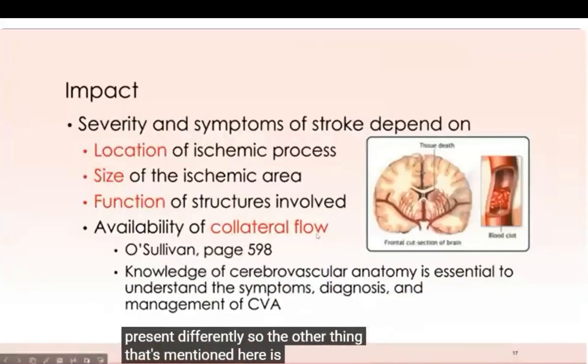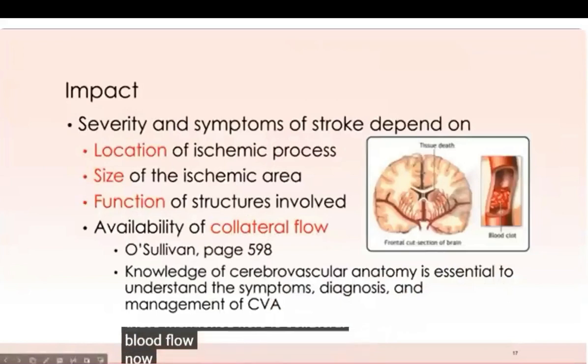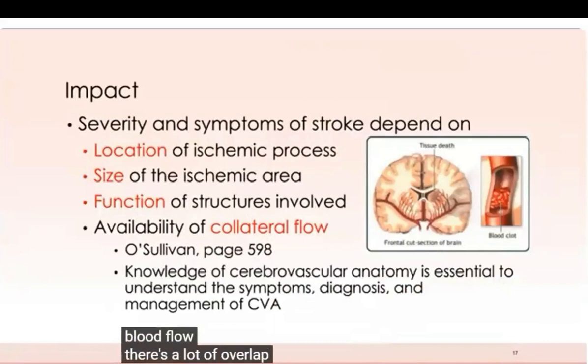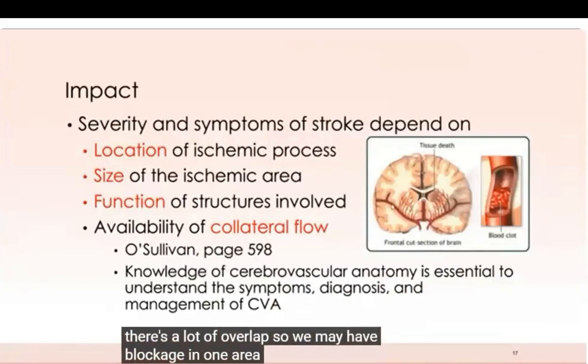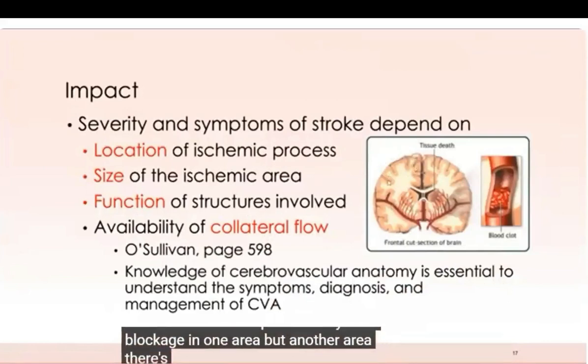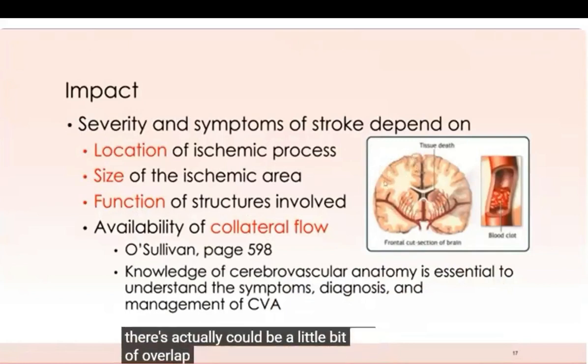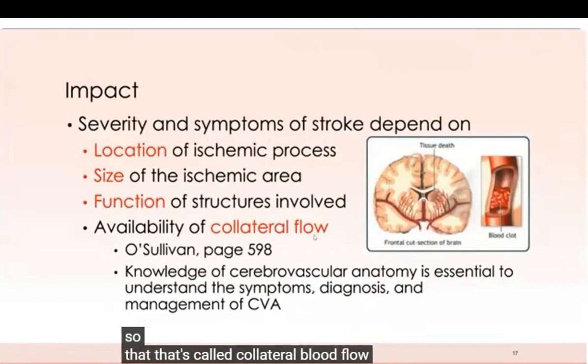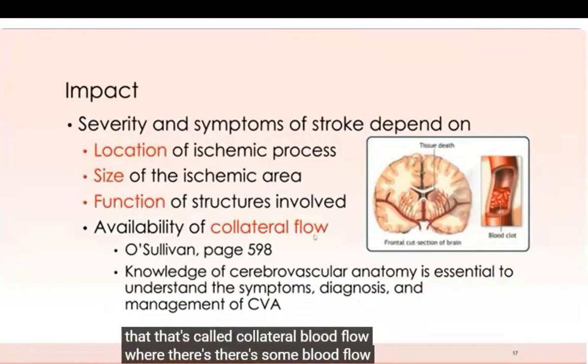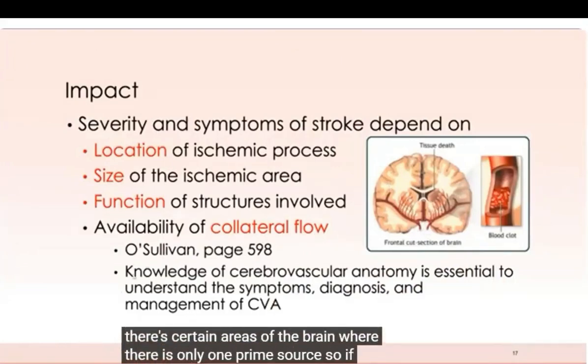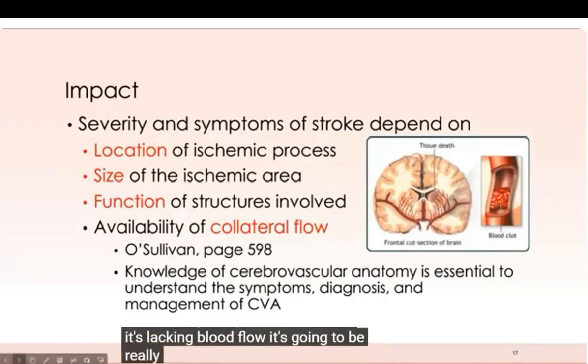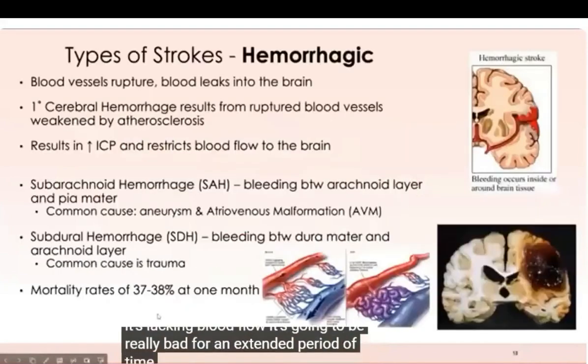The other thing that's mentioned here is collateral blood flow. Now, blood flow, there's a lot of overlap. We may have blockage in one area, but in another area there actually could be a little bit of overlap, which is nice. That's called collateral blood flow, where there's some blood flow, but it's not the prime source, okay? But there's certain areas of the brain where there is only one prime source. So if it's lacking blood flow, it's going to be really bad for an extended period of time.